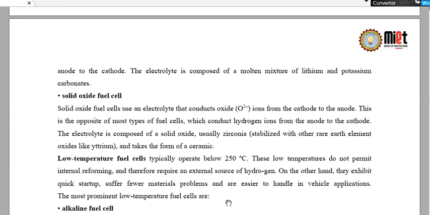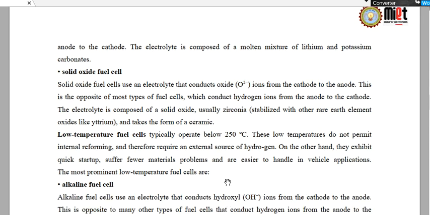The next category is low temperature fuel cells. They typically operate below 250 degrees Celsius. These low temperatures do not permit internal reforming and therefore require an external source of hydrogen. On the other hand, they exhibit quick startup, suffer fewer material problems, and are easier to handle in vehicle applications. So there are some advantages of high temperature fuel cells, and there are some advantages of low temperature fuel cells as well.